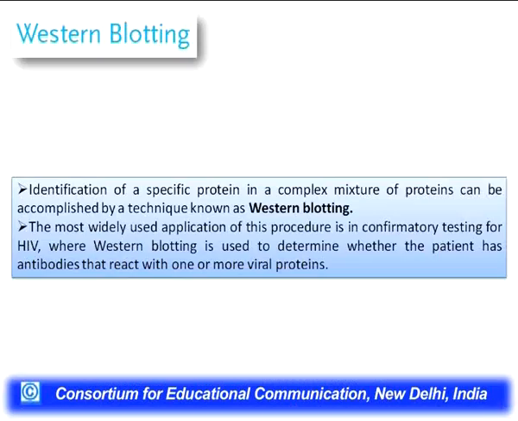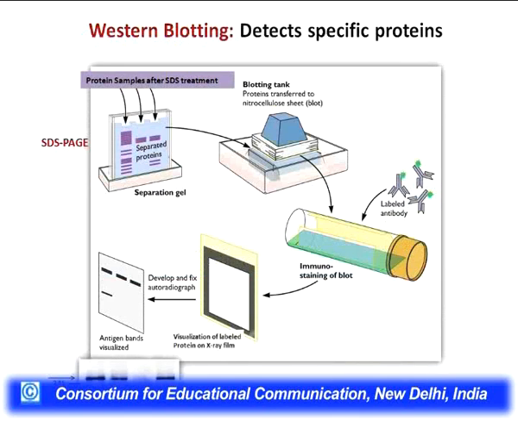Now the next method which was developed based on this antigen-antibody interaction was called Western blotting. Western blotting is a method which specifically identifies the protein of our interest from a mixture of proteins. This method became one of the fundamental methods to confirm the testing for the HIV patient. So this Western blotting method was developed with the help of the antigen-antibody interaction. Now what exactly is this Western blotting method? It detects the specific protein.